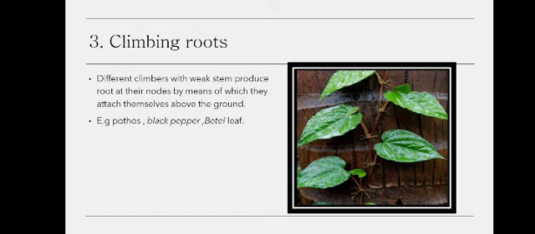Third is climbing roots. Different climbers with weak stems produce roots at their nodes, by means of which they attach themselves above the ground. Examples are pothos, black pepper, betel leaves. You can observe pothos in your garden. It is also known as money plant. In money plant, climbing roots are observed. The roots are developed for support. Their stems are weak, so they develop climbing roots for support to grow and climb.